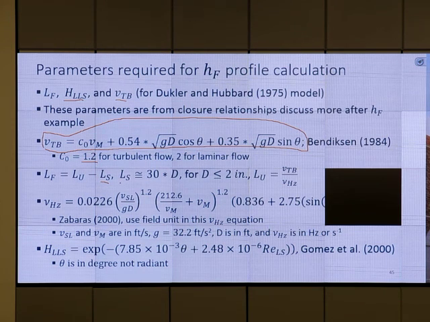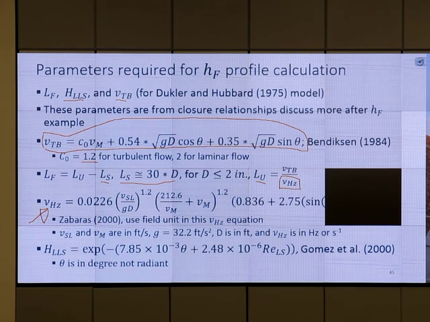LF is LU minus LS. LS is approximated from 30 diameters. Okay. Slug length is about 30 diameters. That's what they use as an approximation. And LU is VTB divided by frequency. Frequency comes from another closure relationship, correlation, right? That's frequency. Basically, you can get it from the lab too.